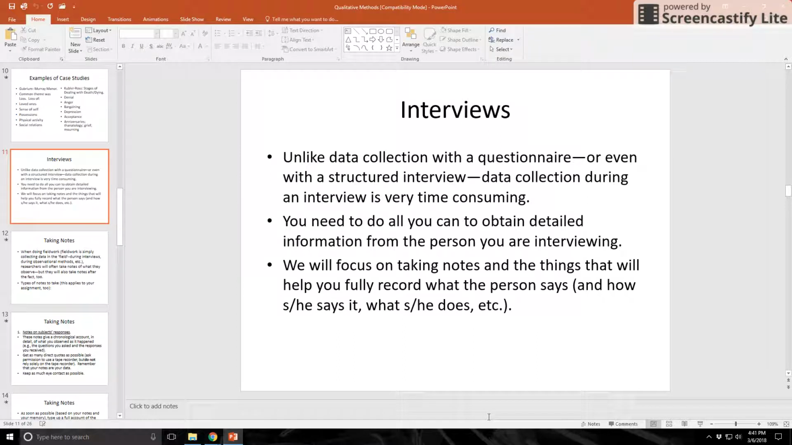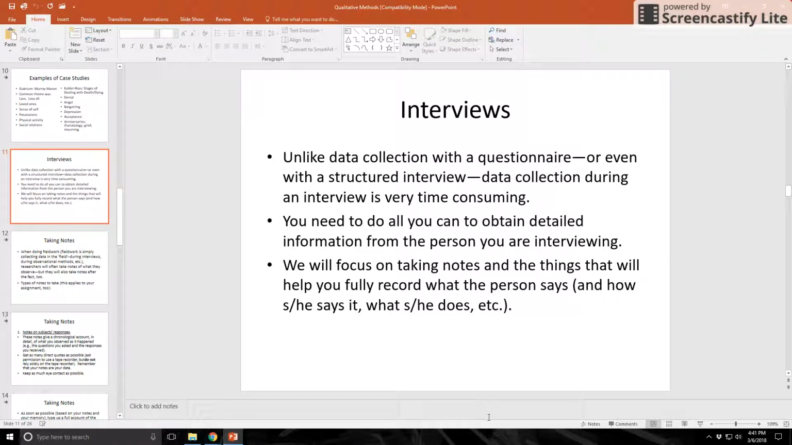So with a questionnaire, data collection is pretty straightforward, pretty easy. You give them the questionnaire, they fill it out, or you put it online, they fill it out, you talk to them over the phone, and they answer you, and you check the box. But with qualitative research, you need to do a lot of writing.